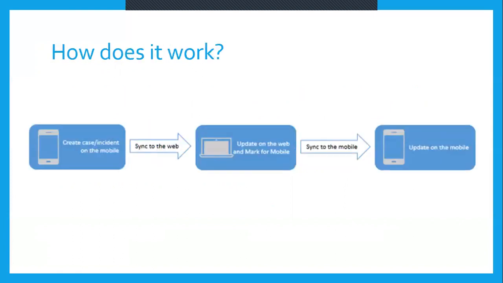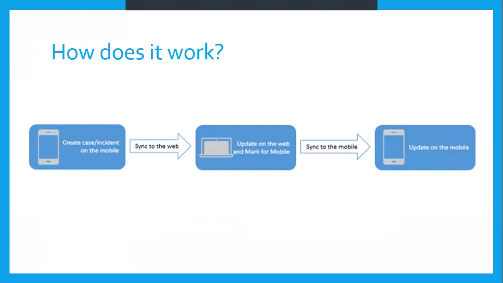If the user begins data entry on the mobile device, they can sync that data to the web server. Once synced to the web server, the user can continue to do data entry on the web application. And data will only update on the mobile if the user selects Mark for Mobile. Users will have to remember to mark for mobile on the web if they want the record to sync back to the mobile.